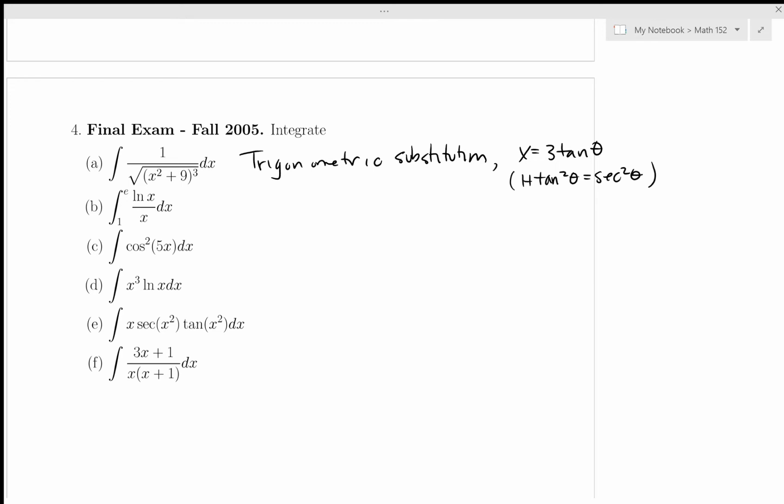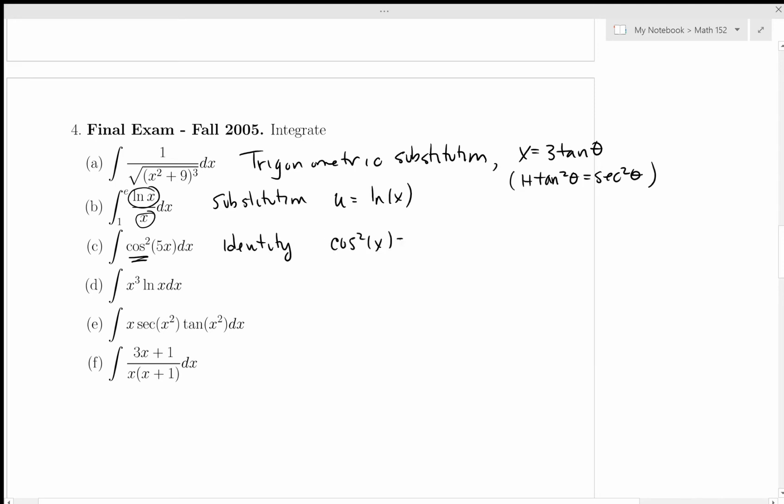Okay, here I see the log function, and I also see the derivative of the log function here. So what is occurring to me is a substitution of u equals log x. That will get you what you need to do. I see cos squared. If I ever see just cos squared or sine squared, I'm going to be using the appropriate identity. The identity I'm using is cos squared x is 1/2 of 1 plus cos 2x. That'll get you that one.